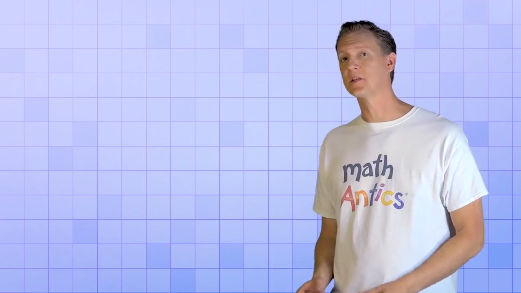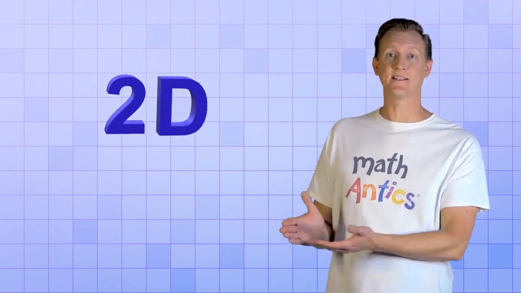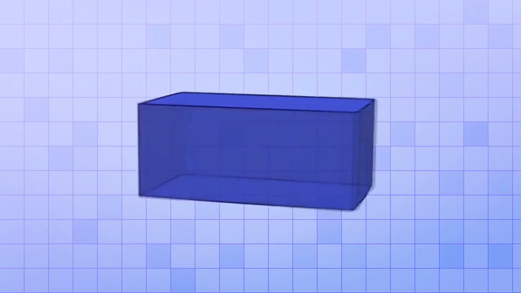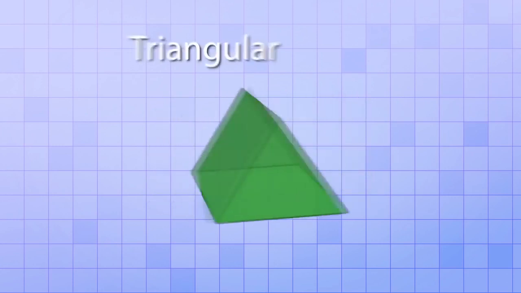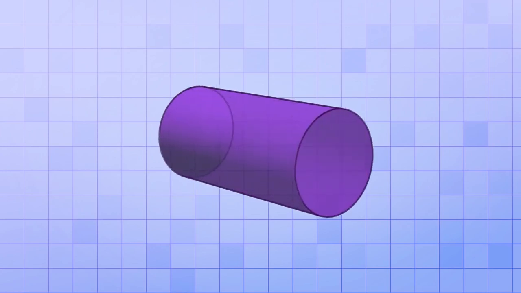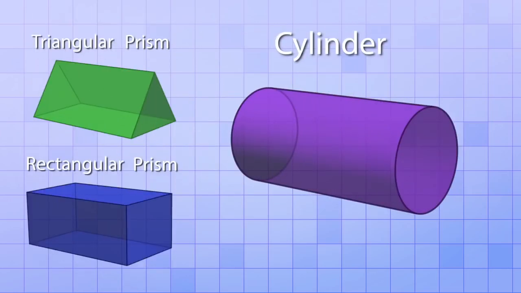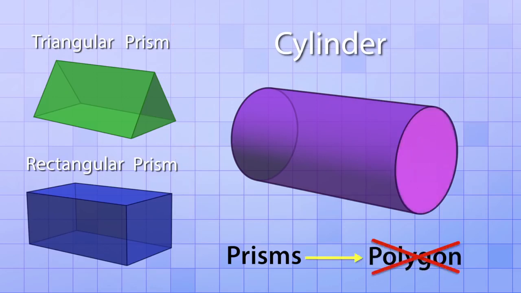A lot of 3D shapes can be formed by taking a 2D shape and then extending it along the third dimension. For example, if you start with a rectangle and then extend it along the third dimension, you get a 3D shape called a rectangular prism. If you start with a triangle and extend it, you get a triangular prism. And if you start with a circle and extend it along the third dimension, you get a 3D shape called a cylinder. From the others, you might have thought it should be called a circular prism. But technically, prisms are shapes that are formed by extending a polygon. And since a circle is not a polygon, the resulting shape is not called a prism.